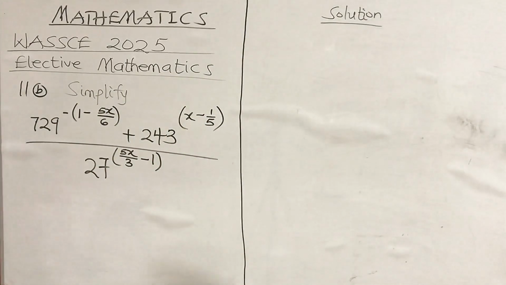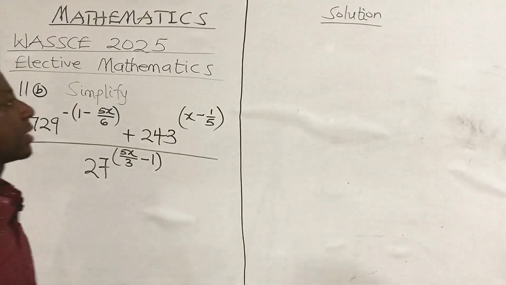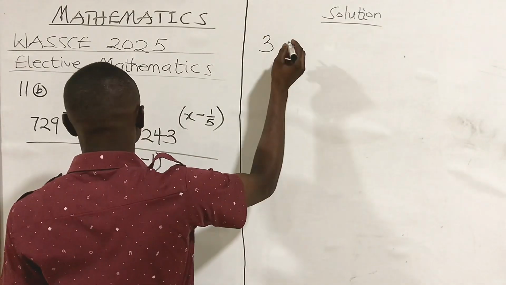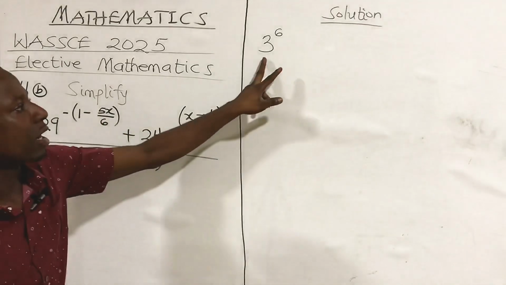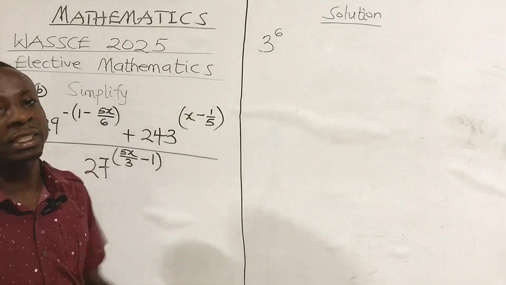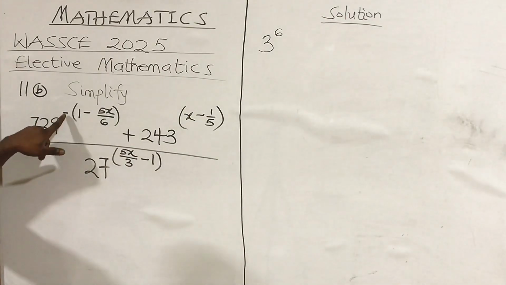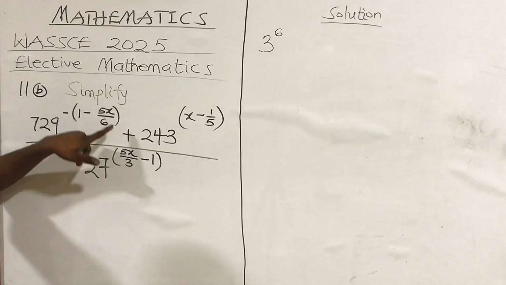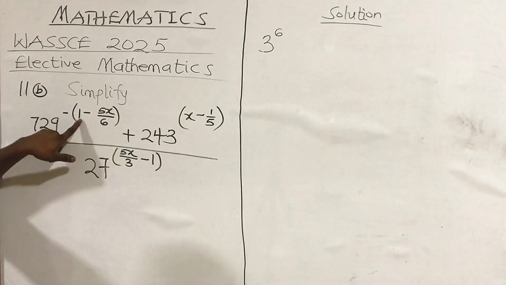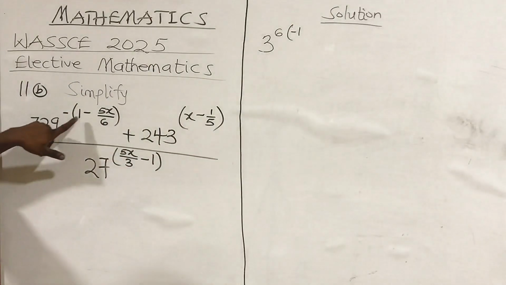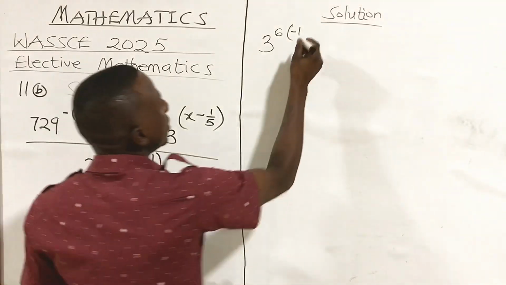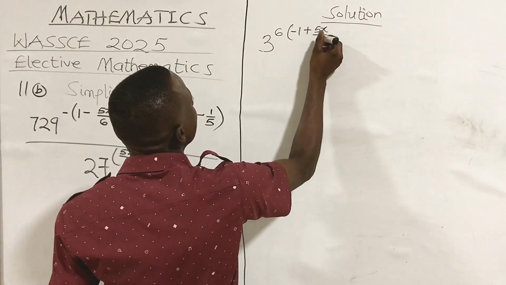729 can be rewritten as 3 exponent 6. This is because they are all full of indices. So 729 can be rewritten as 3 exponent 6 with an exponent negative multiplying 1 minus 5x over 6. So this negative will multiply the negative 1, and negative negative gives positive.